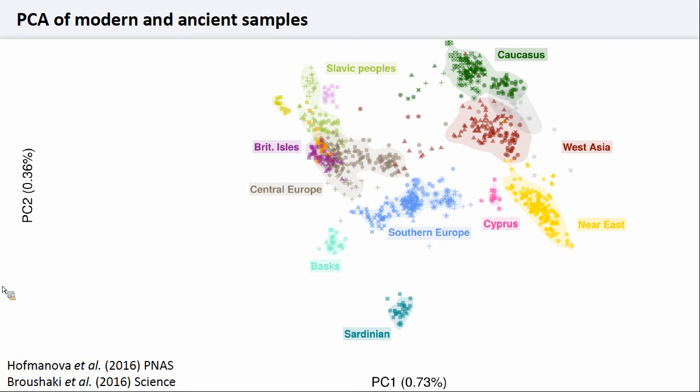Okay, we see here we have the Sardinians down here, Basque, Southern Europe, Central Europe, the Brits, Slavic people. They kind of line up all around here. South down here we have the Mediterranean, and then it goes towards the east.